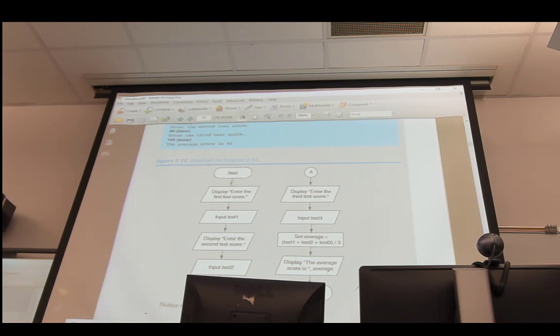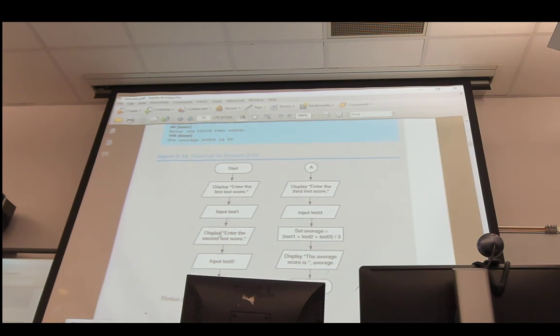This program inputs test scores, calculates an average, and displays it, all right? You say, okay, what happened? First of all, display enter first test score. So that's going to be what? cout, right? Enter test score. Then what? Input test score, that's going to be what? cin test 1. Then cout, we're going to cout a second test score. Then we got input test 2. So that's cin test 2.